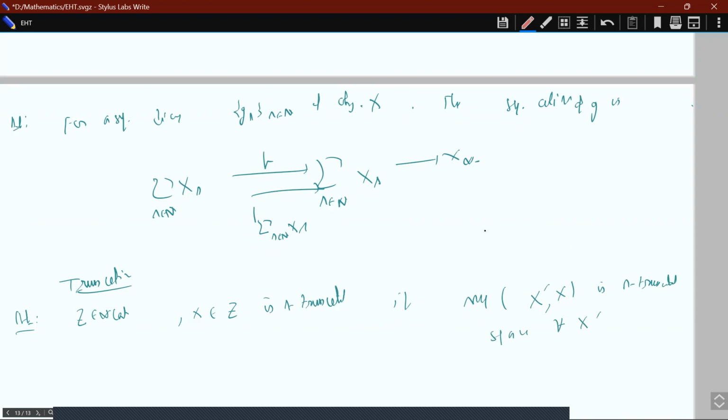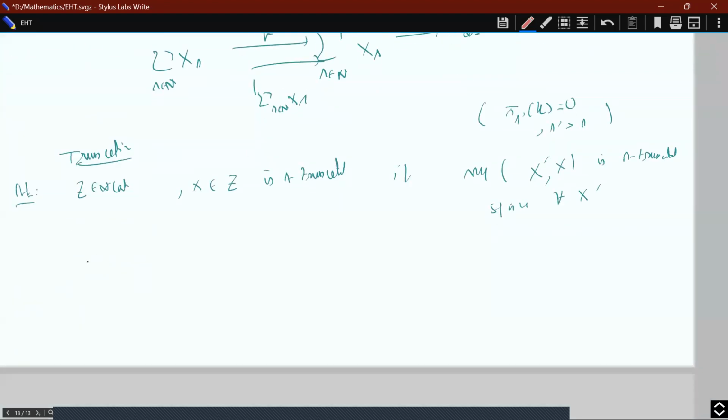So an n-truncated space would mean that K is n-truncated if all these homotopy groups above n vanish. So in fact, for all spaces we actually have a universal construction of n-truncated objects. So we have this adjunction. So this is an embedding. Let's see how this truncation works.